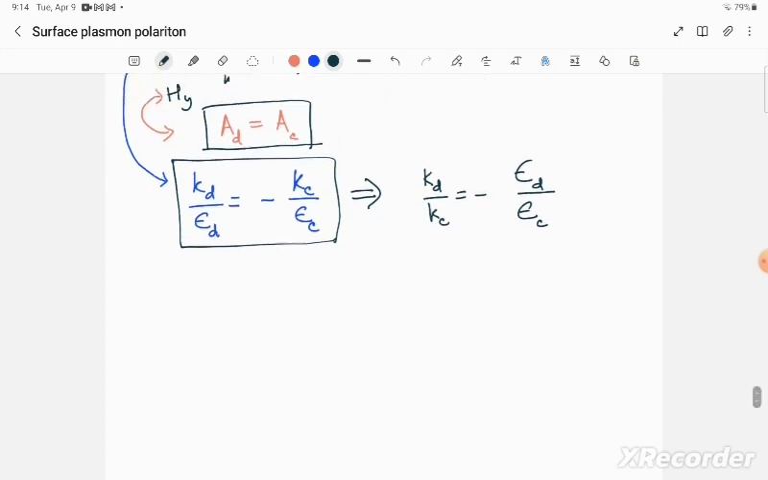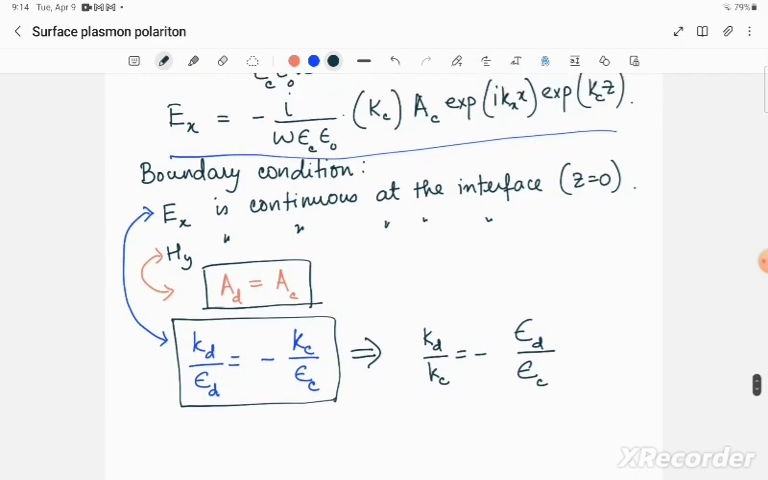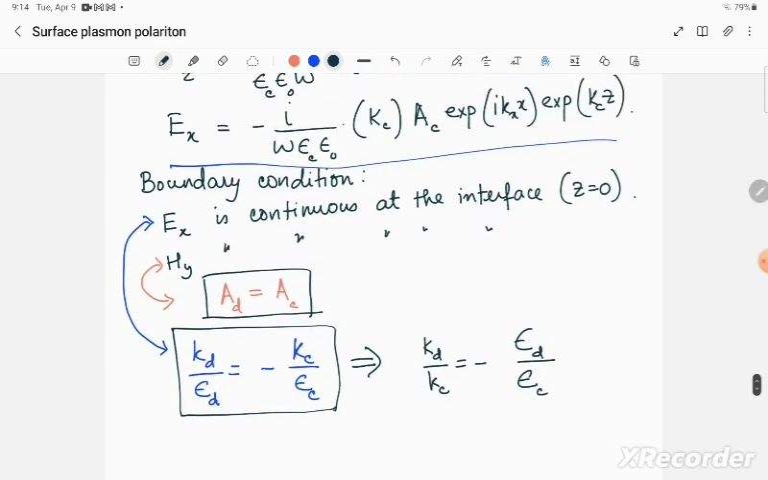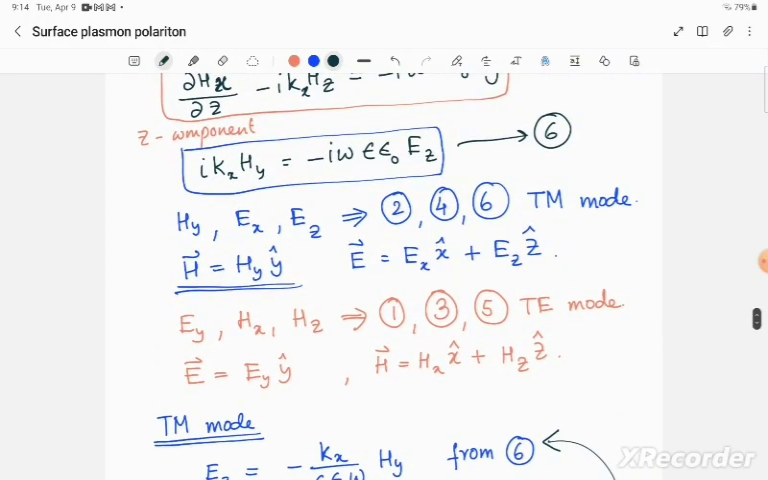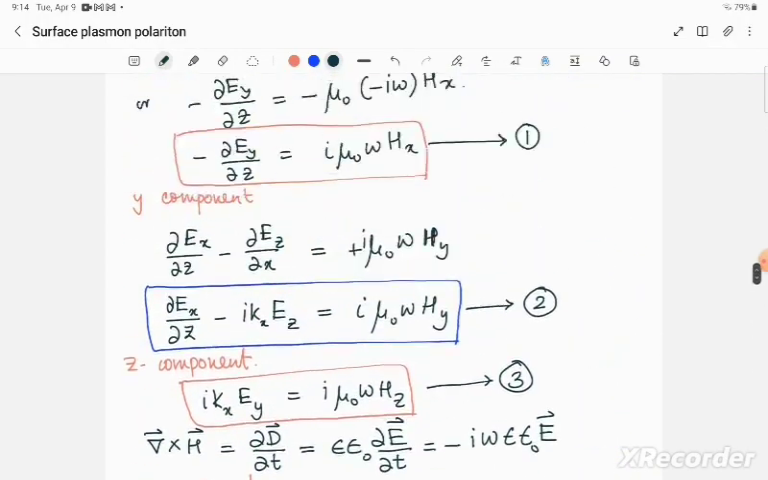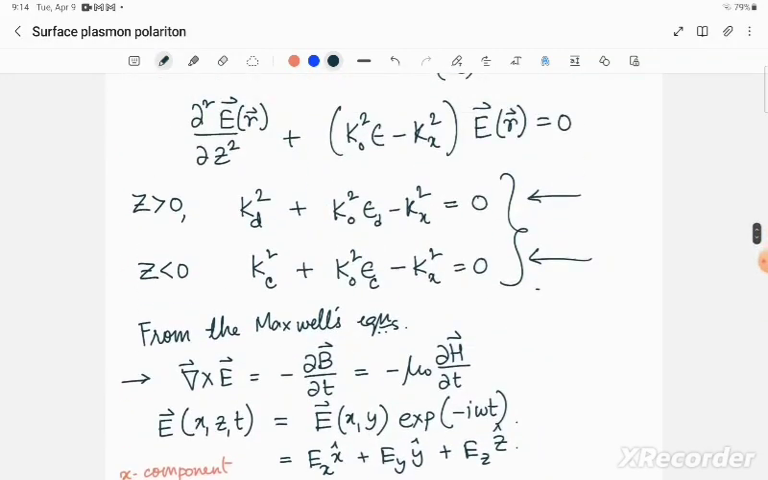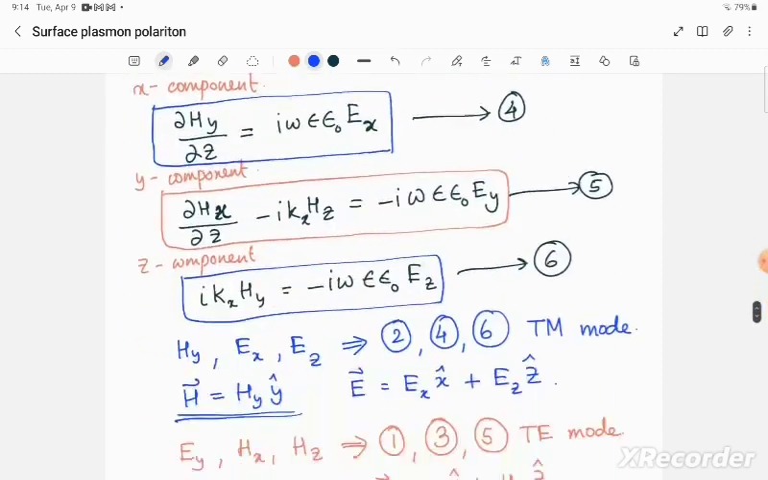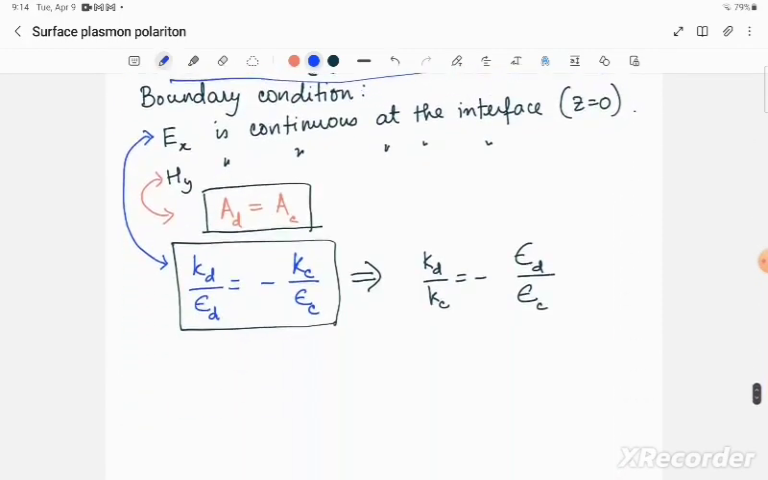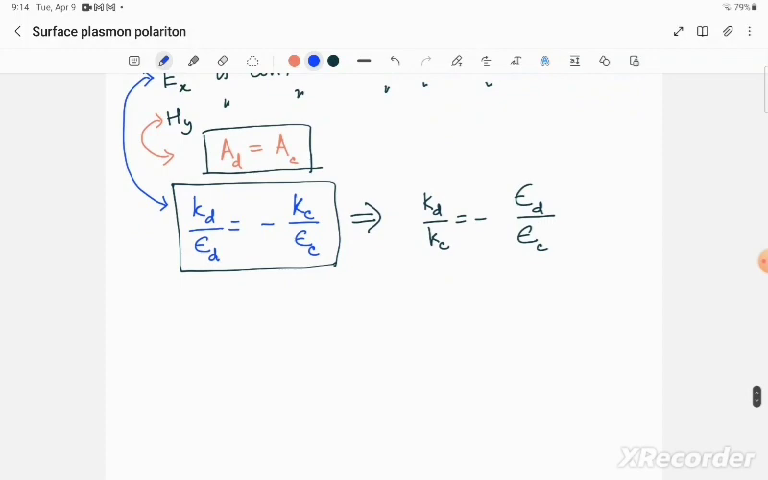So we have nearly got the relations here, but again we have KD, KC in our equation. Somewhere we have to replace them because we want the dispersion relation of Kx in terms of epsilon C and epsilon D. So what we'll do is make use of the early equations that we have got. We have a relation between Kx and Kd, and here now we have a relation between Kd and the epsilons. So we will just use those relations to replace them.